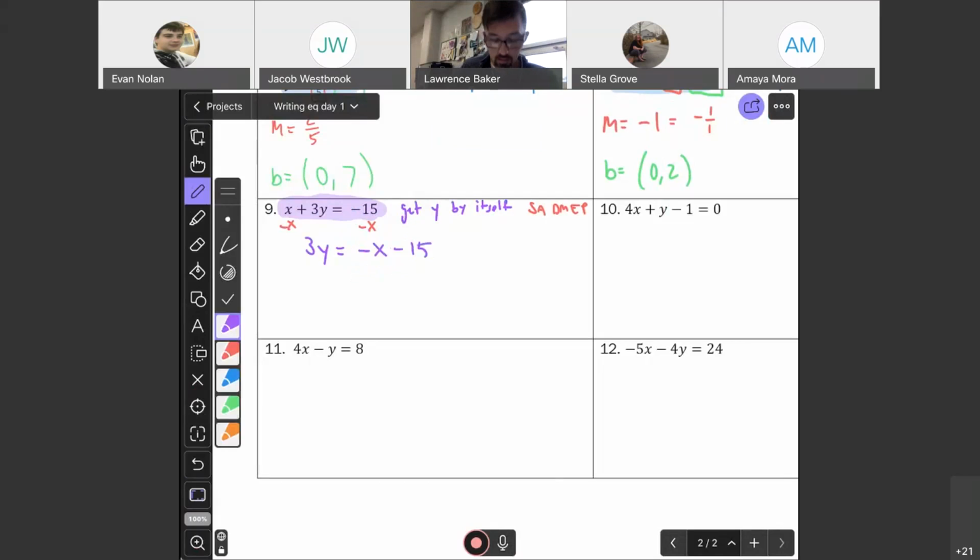Okay. Y is still not by itself, so I'm going to get rid of that multiplication by dividing. And I would suggest that you guys do individual divisions here as you do this. Notice how I put a 3 under each term. Rather than sometimes people will do this on that right side, they'll just do this.